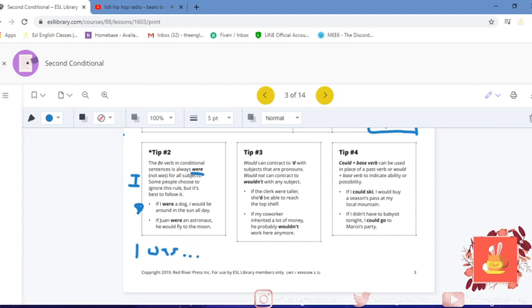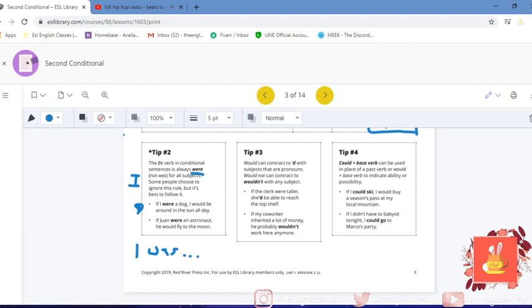So tip number 3, would can contract to apostrophe d with subjects that are pronouns. Would not can contract to wouldn't with any subject. So if the clerk were taller, she'd be able to reach the top shelf. If my coworker inherited a lot of money, he probably wouldn't work here anymore. Would not contracts to wouldn't with any subject. So would can contract to, yep, yeah, that makes sense. Okay, so would not, wouldn't, that's review. And then of course apostrophe d, she'd, represents she would.